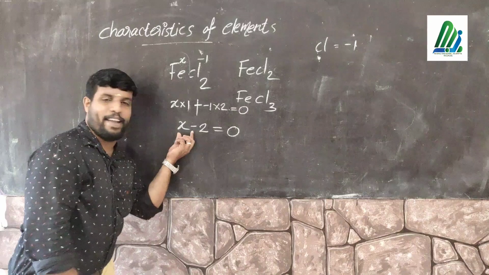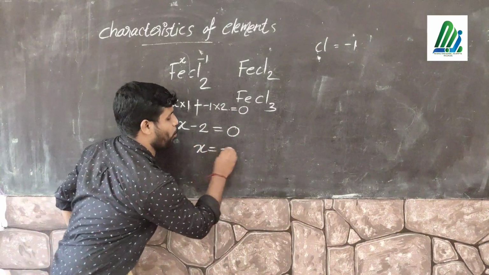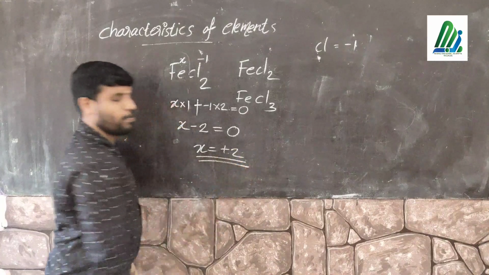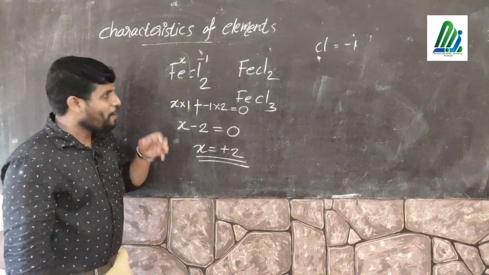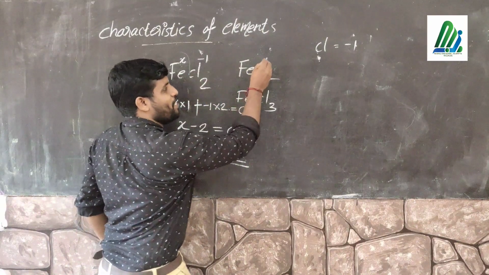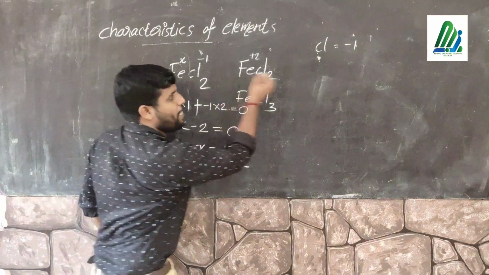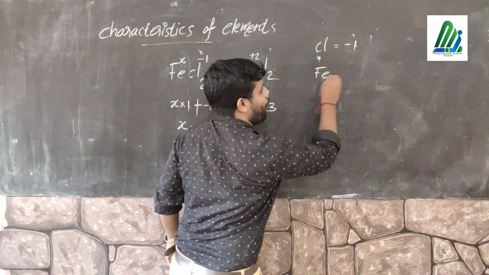Then we want to know the value of x. Just move the position of minus 2. We get x is equal to plus 2. From that, we find that the oxidation state of Fe here is plus 2. So in FeCl2, what is the oxidation state of Fe?